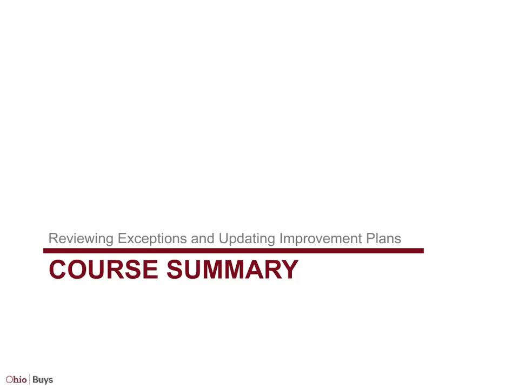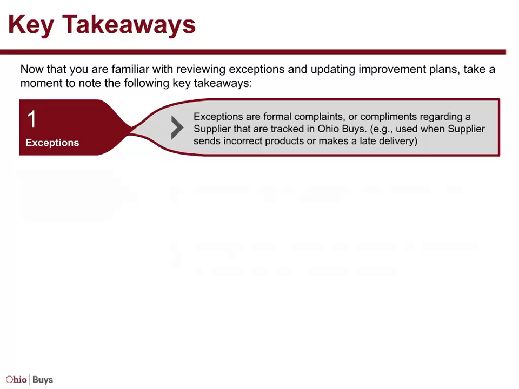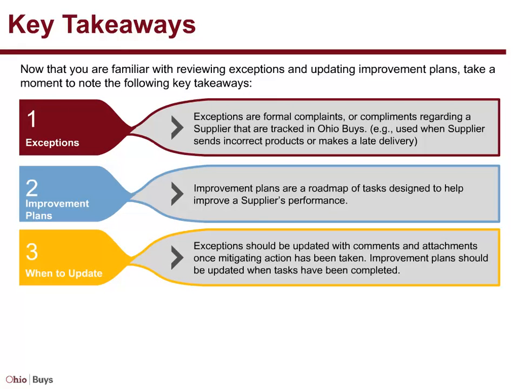Course Summary. Now that you are familiar with reviewing exceptions and updating improvement plans, take a moment to note the following key takeaways. Exceptions are formal complaints or compliments regarding a supplier that are tracked in Ohio Buys. For example, used when a supplier sends incorrect products or makes a late delivery. Improvement plans are a roadmap of tasks designed to help improve a supplier's performance. Exceptions should be updated with comments and attachments once mitigating action has been taken. Improvement plans should be updated when tasks have been completed.